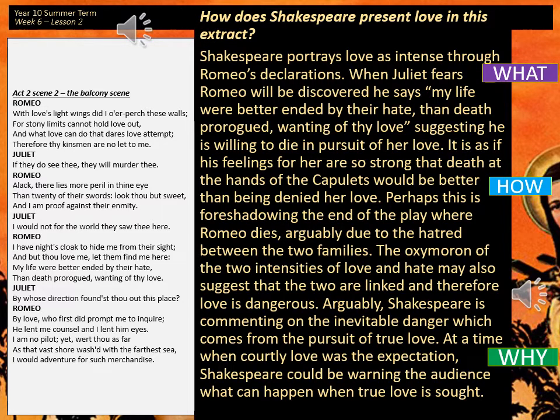Perhaps this is foreshadowing the end of the play where Romeo dies, arguably due to the hatred between the two families. The oxymoron of the two intensities of love and hate may also suggest that the two are linked, and therefore love is dangerous. Arguably, Shakespeare is commenting on the inevitable danger which comes from the pursuit of true love. At a time where courtly love was the expectation, Shakespeare could be warning the audience what can happen when true love is sought.